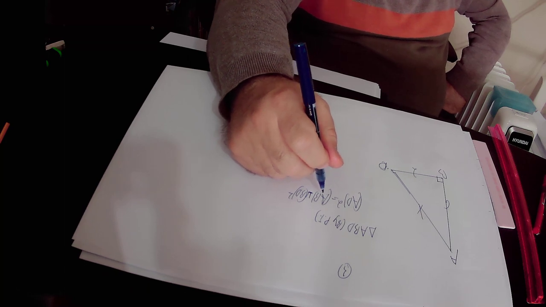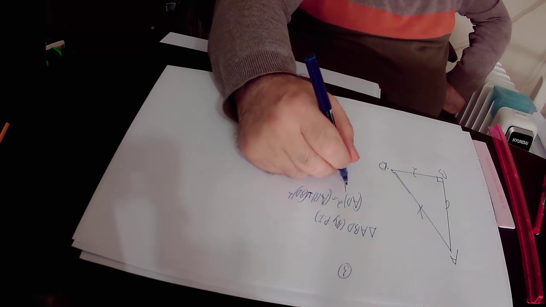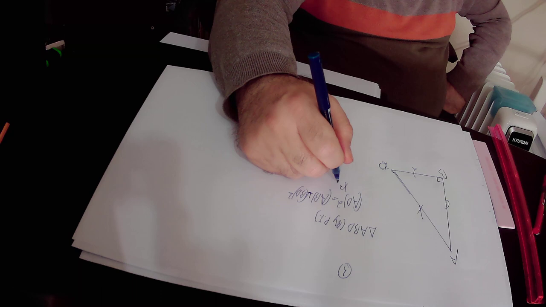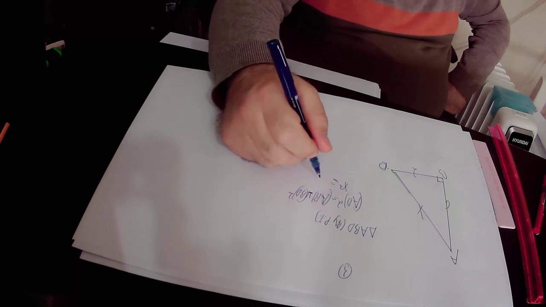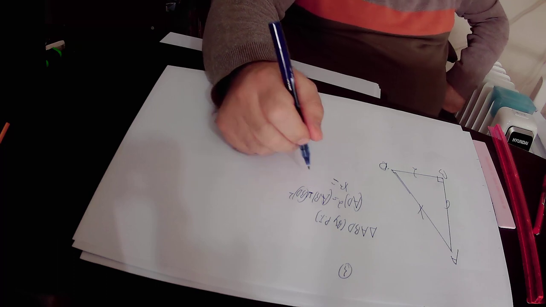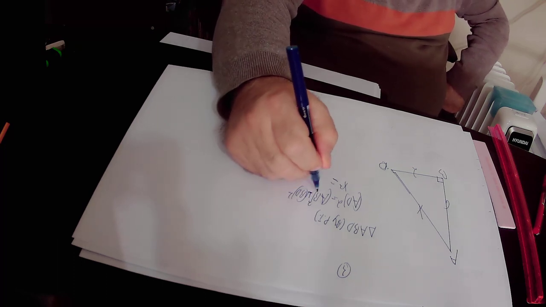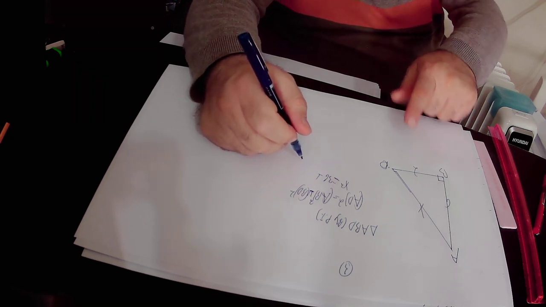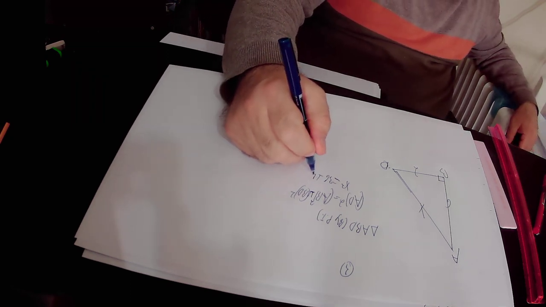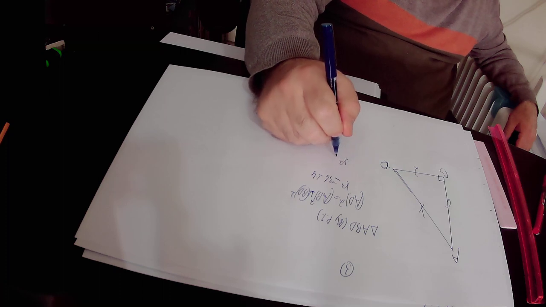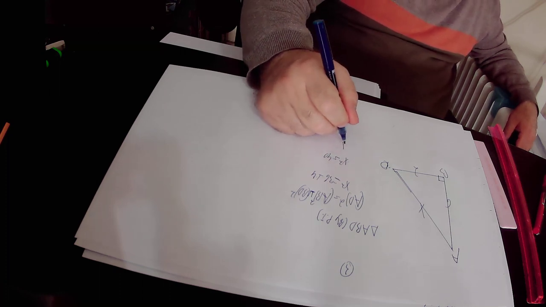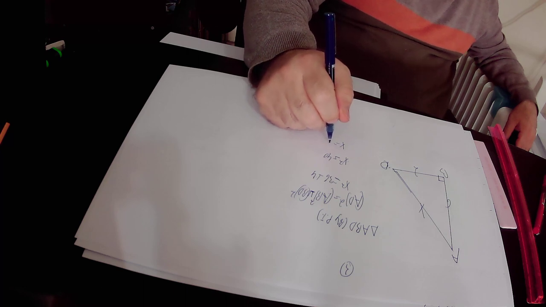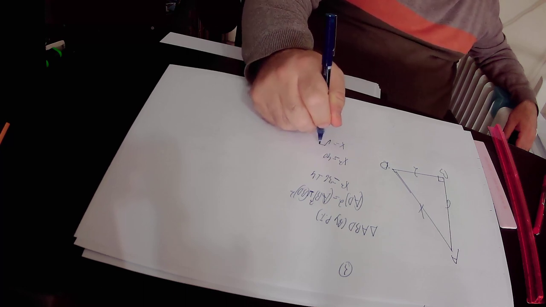AD equals X, so AD squared is X squared, and it is equal to AB squared. AB is 6, so AB squared is 6 squared, that is 36, plus BD squared. BD is 2, so BD squared is 2 squared, that is 4. So we found that X squared equals 36 plus 4, that is 40. We take the square root of this equation and we get that X equals the square root of 40.